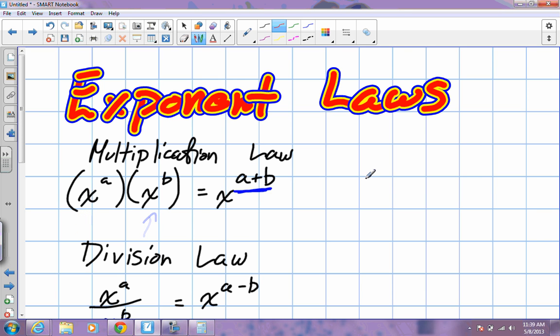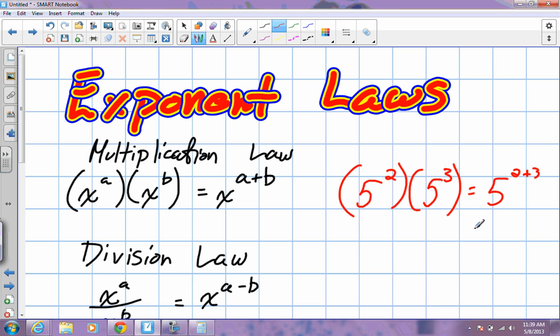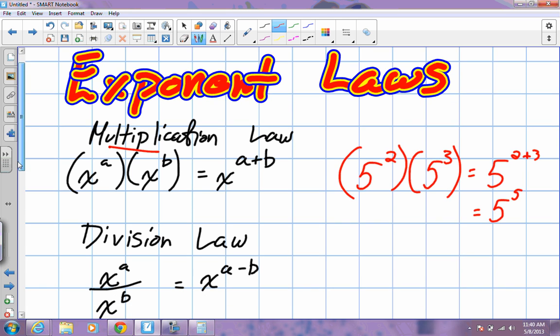So for instance, let's say we have 5 to the power of 2 multiplied by 5 to the power of 3. I can simplify this by writing this as 5 to the power of 2 plus 3. What is 2 plus 3? 5. So 5 to the power of 5. Okay, and then we can equate what that would be if we needed to, but this would be a simplified version, and we've used the multiplication law to simplify it.